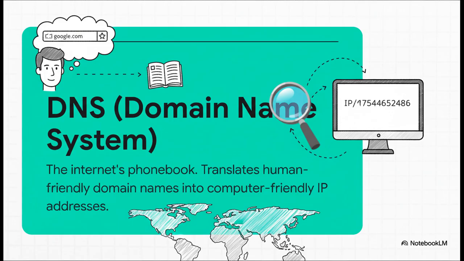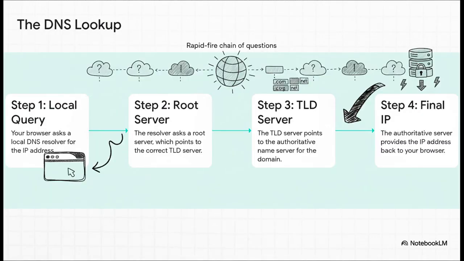We remember names, right? Like Google.com. But computers, they talk in numbers, IP addresses. DNS is the incredible global system that translates the name we can remember into the number the computer needs. And this whole lookup thing? It's like a super fast game of telephone. Your browser asks a local server, which asks a root server, which points it to the right .com server, which then points to the final server that has the actual IP address. This chain of requests bounces around the world in milliseconds, all to get that one crucial address back to your browser so it knows where to go.